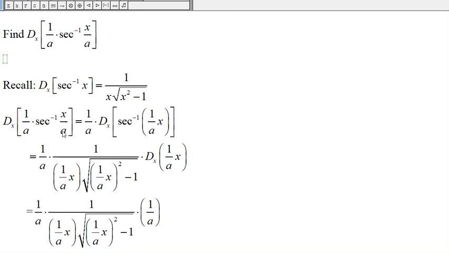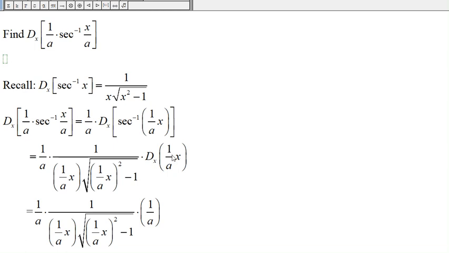And then x over a is the same as 1 over a times x. And so we want the derivative of secant inverse of 1 over a times x instead of secant inverse of x. And therefore, for the derivative of secant inverse of 1 over a times x, in the place of x we would have 1 over a times x. And the chain rule says we have to multiply by the derivative of 1 over a times x.